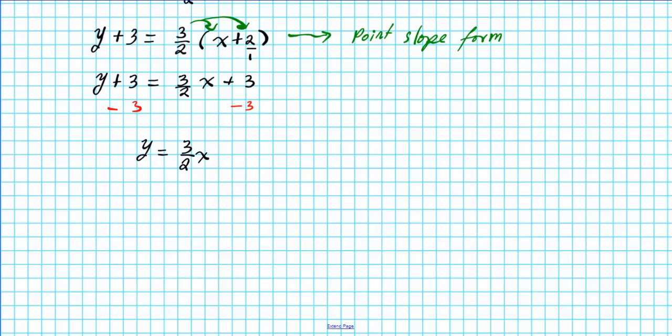And that is the slope-intercept form. Okay, this is the form that we're asked to find, slope-intercept form.